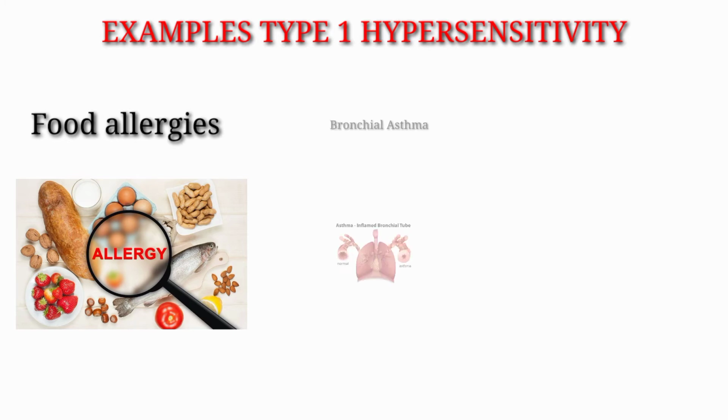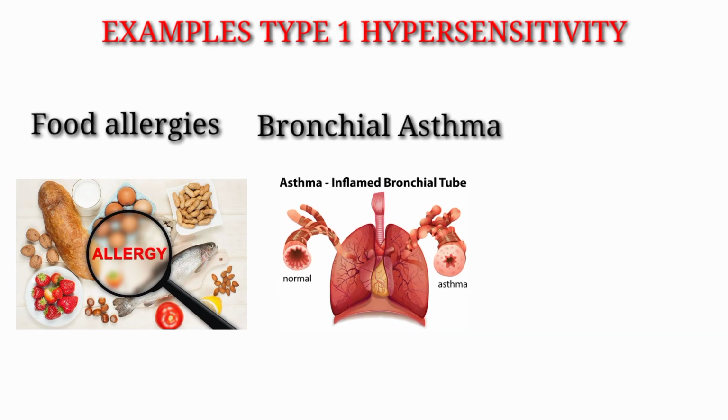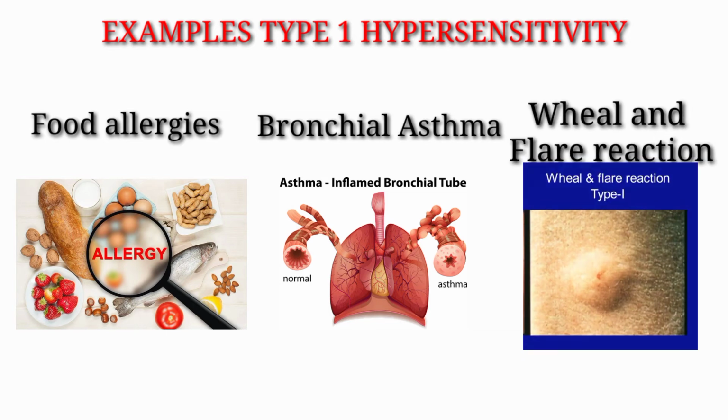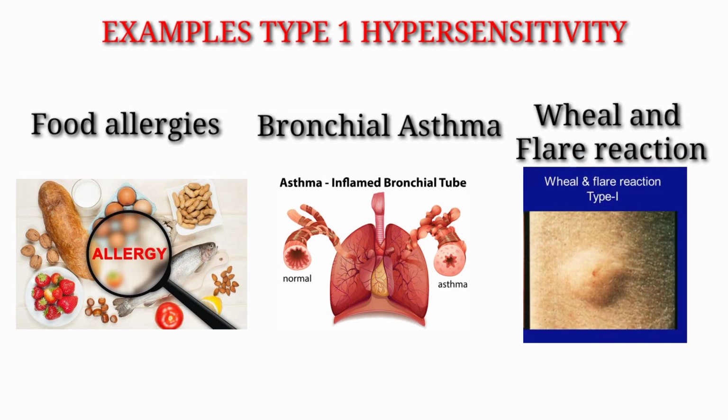Next example is bronchial asthma. This is another name for asthma, a chronic inflammatory disease of the airways that causes periodic attacks of coughing, wheezing, shortness of breath, and chest tightness. Next example is the wheal and flare reaction. This is a skin allergy test, also known as the Prausnitz-Küstner reaction. This was discovered by Karl Prausnitz and Heinz Küstner in 1921.